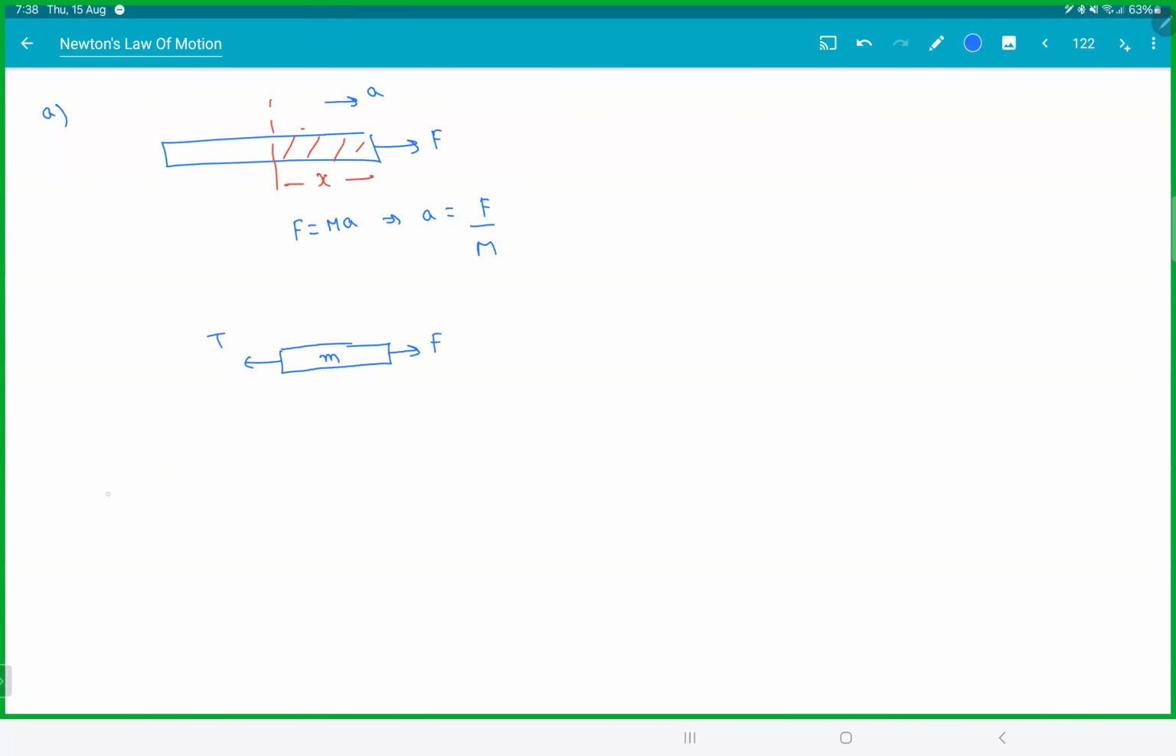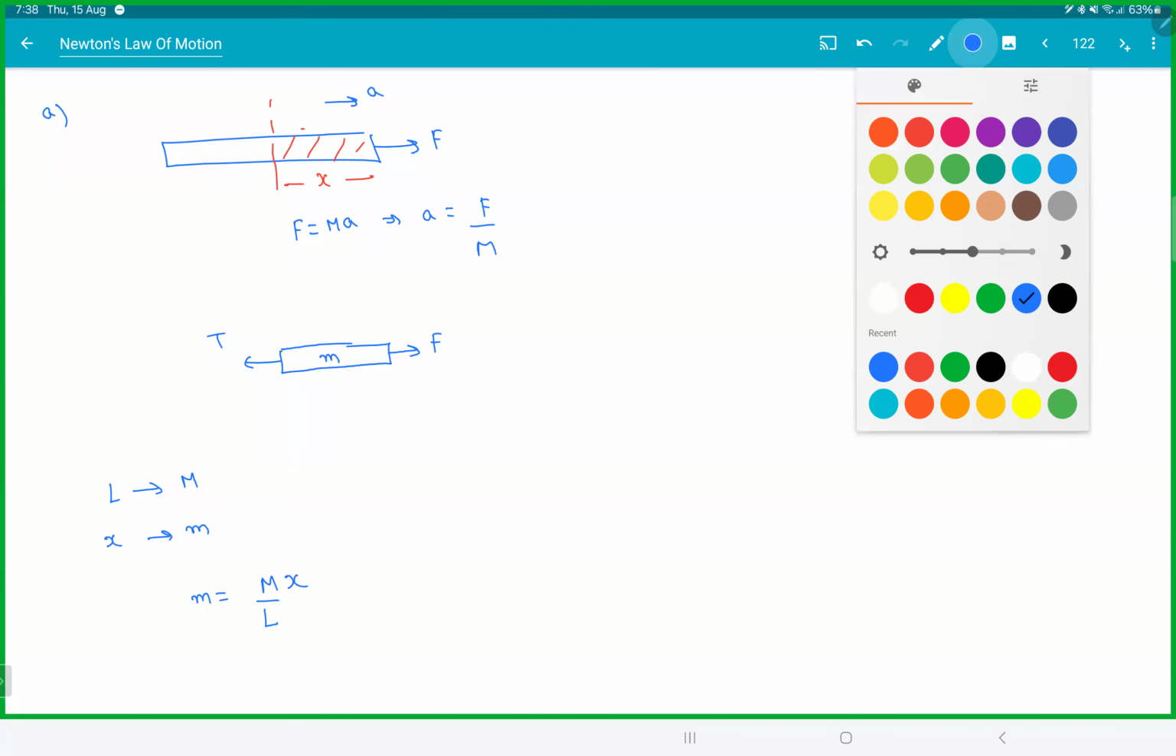Now I can use unitary method. For total length L, mass is capital M. For length x, the mass is small m. So small m is nothing but total mass by total length into x. The mass has changed when you cut it. That was the catch in the question.